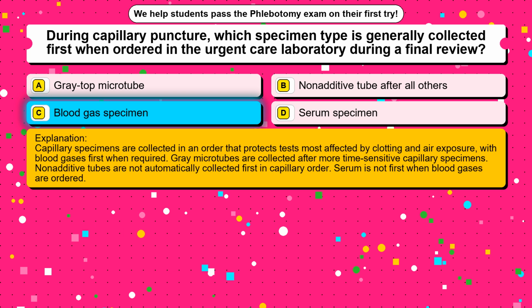Capillary specimens are collected in an order that protects tests most affected by clotting and air exposure, with blood gases first when required. Gray microtubes are collected after more time-sensitive capillary specimens. Non-additive tubes are not automatically collected first in capillary order. Serum is not first when blood gases are ordered.